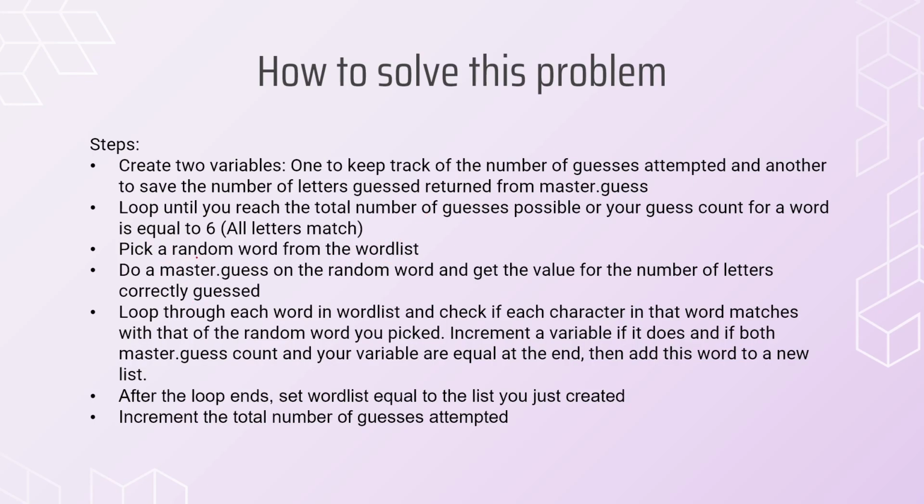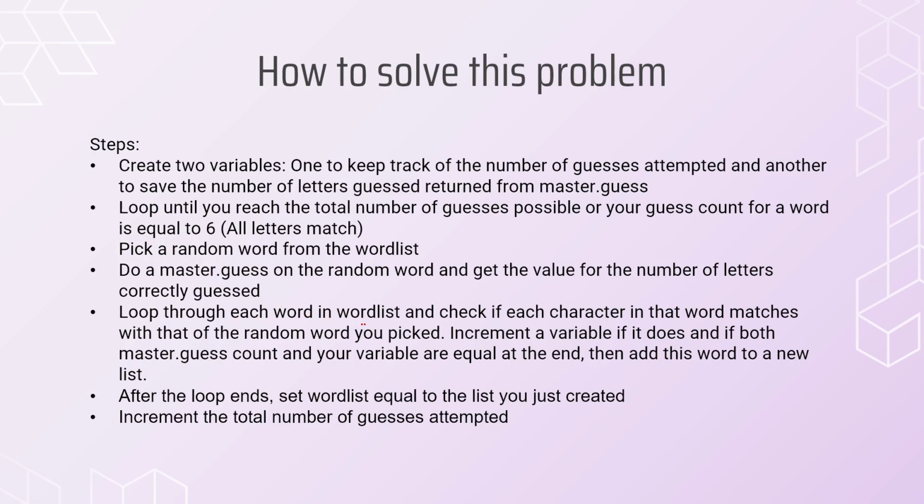Then we do a master.guess on this random word that we just got. And master.guess returns a value for the number of letters that are guessed correctly in the right position. So when we get that, we save that value.